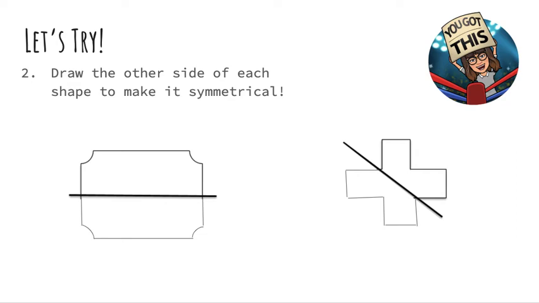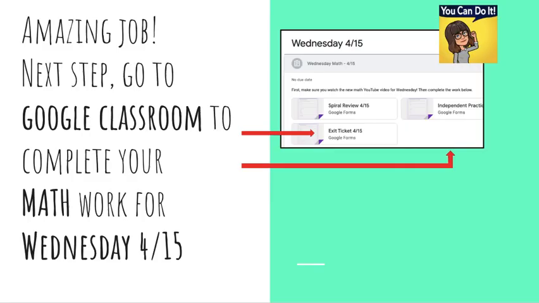All right, those are all of the things that we had to work on for this video. So you're all done. Your next step is to go to Google Classroom and complete your math work for Wednesday. There's a little bit of review. There's also some independent practice, and there's an exit ticket today. So there's lots and lots to do, and I can't wait to look at all of your work.